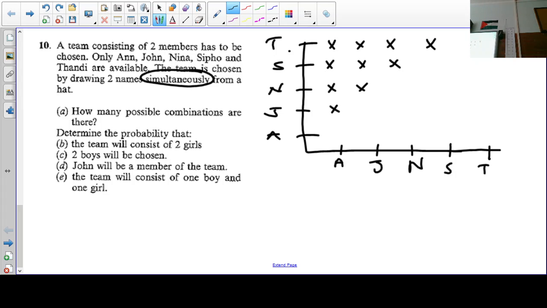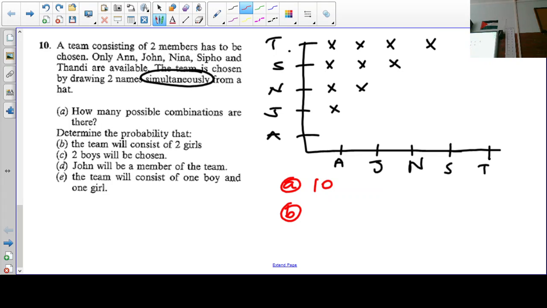So let's answer the first question. The first question says, how many possible combinations are there? There's 1, 2, 3, 4, 5, 6, 7, 8, 9, 10. There are 10 options. Make sense, people? Any confusion? No. You can put this question in the exam. Now we must unravel the mistake we made.